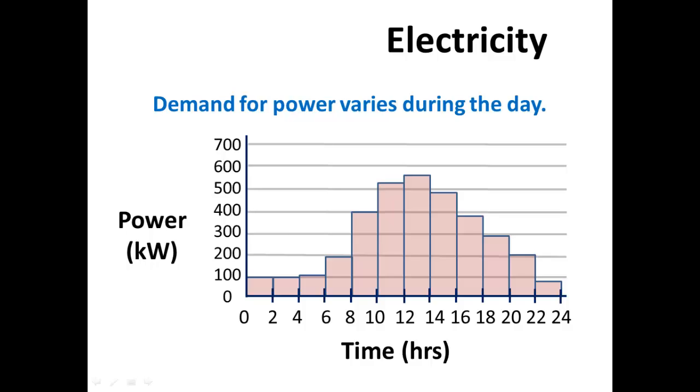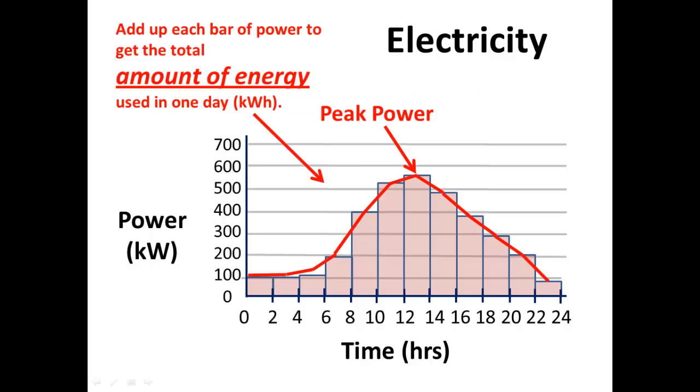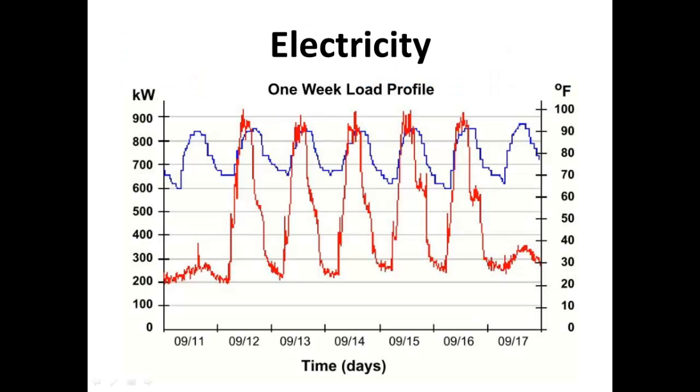Lights come on, then the air conditioning unit comes on, then other appliances come on during the day, computers come on. At some point during the day we reach a peak power, and then energy demand starts to level off and go down. When you add up each of these bars of power, we can get the total amount of energy used during one day. The curve we use to show the demand for power and how it varies over the day is called a load profile curve.